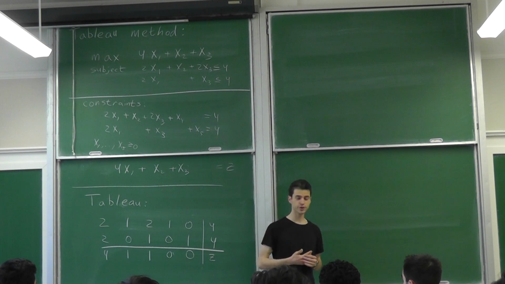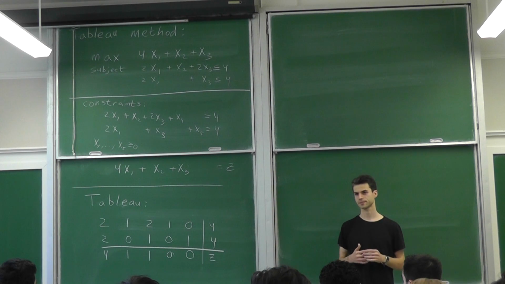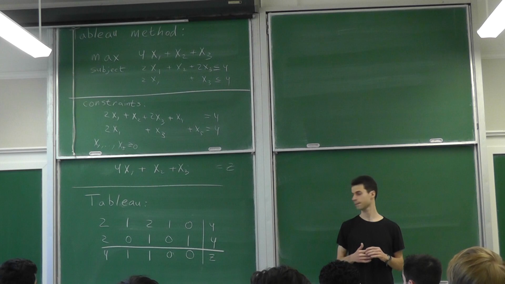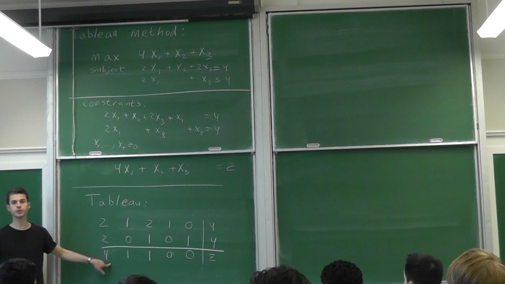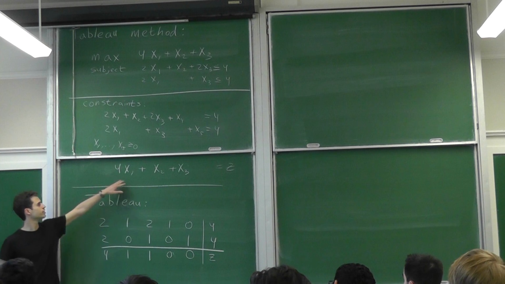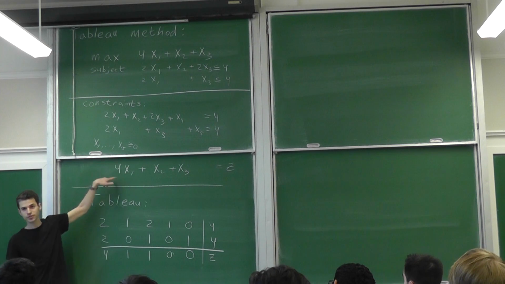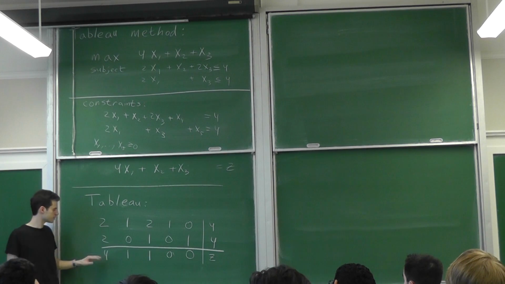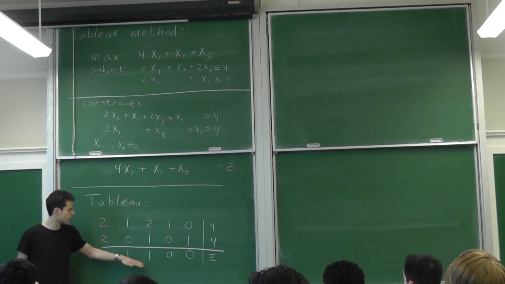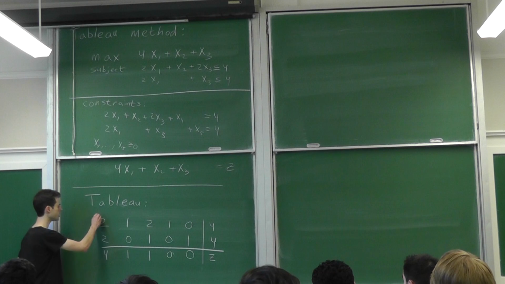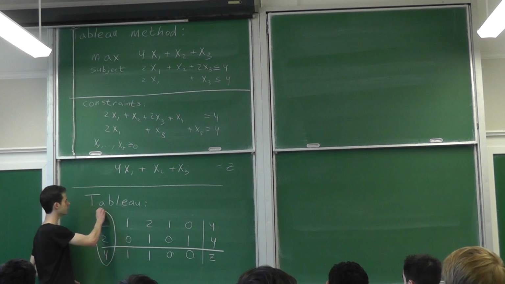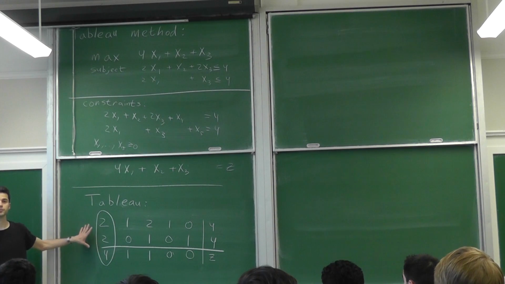So which variable is it? x1, yes. So usually we take the variable with the largest coefficient. In this expression, it's obviously x1. Similarly, 4, 1, 1, the most positive, largest coefficient is 4. So we'll take this variable, it will now become basic.